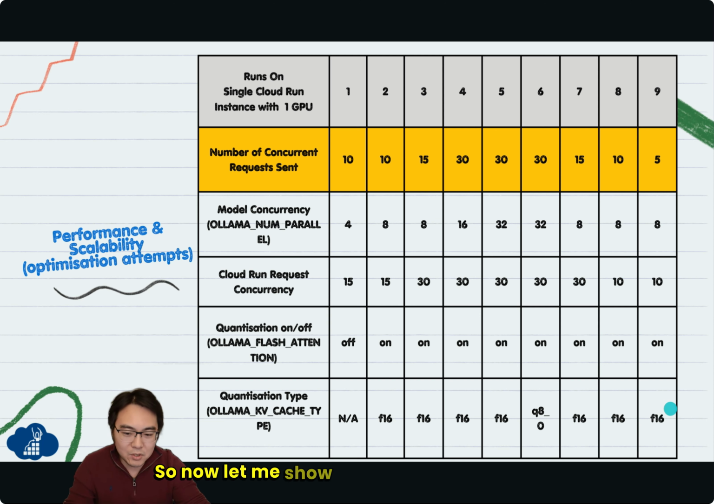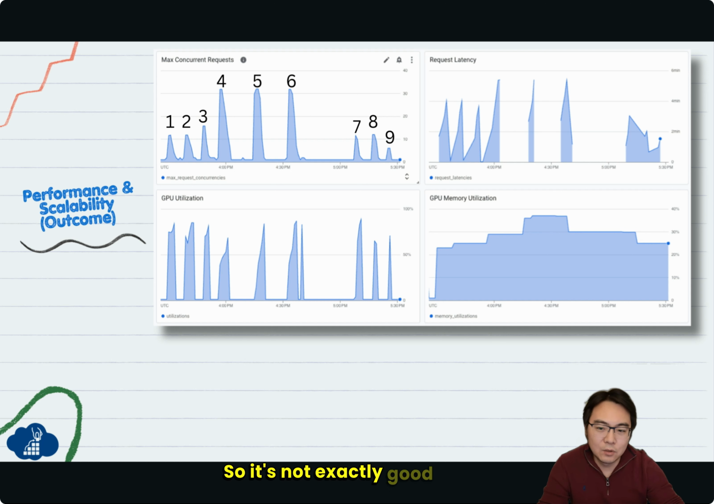So now let me show you the actual outcome. This is more interesting. It's not exactly good news, so I'll explain this bit by bit. You can see this is the 9 tests we did, with different variations. If you look at the first group, 1, 2 and 3, just to remind you, these are the ones where I sent 10 concurrent requests, and 3 is 15 concurrent requests with relatively low parallelization on the Ollama side, right? So you can see here we are already getting, with 10 to 15 requests, into 4 minutes latency.